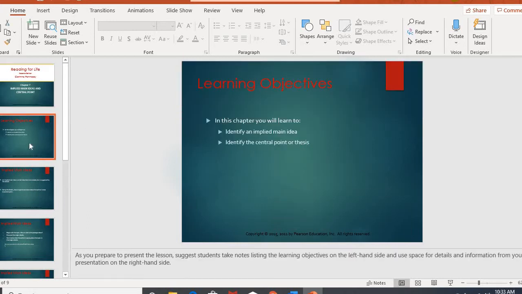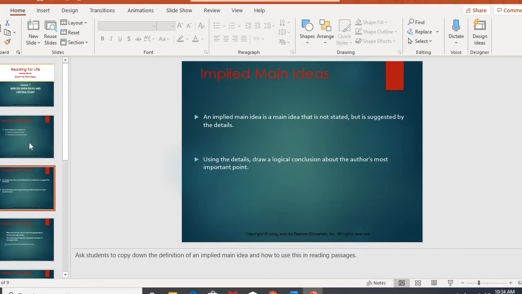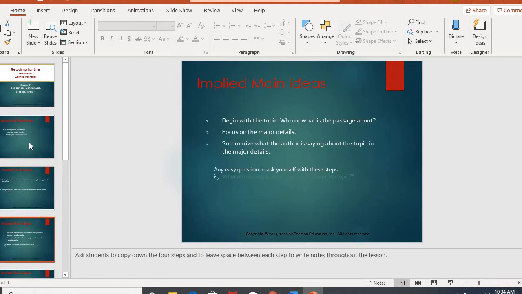All right, so Chapter 7, we're talking about implied main ideas and central point or thesis statements. So as a reminder, an implied main idea, imply means to hint or suggest. So an implied main idea is a main idea that is not directly stated, but it is suggested by the details, meaning the author has given you clues, hints, information, and then your job as a reader is to come to a conclusion, to infer what that is. So it's still a very similar process that we've talked about all along with finding main ideas. You find the topic, that one word or phrase the paragraph is about. Who or what is this about?